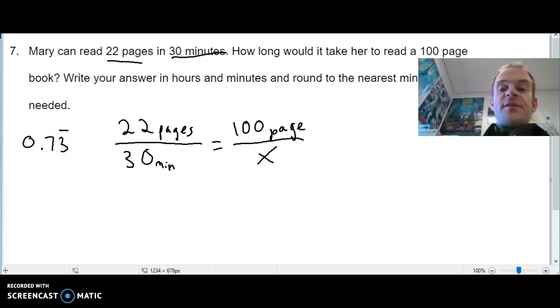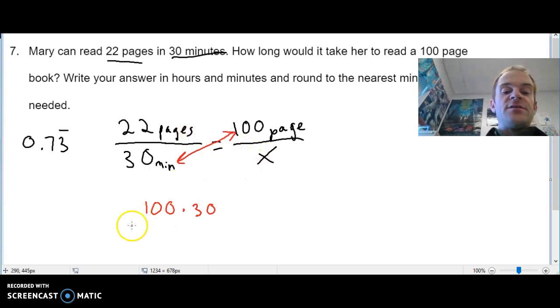So how I would solve this is I just cross multiply. Here's the variable, the thing I don't know. So I'm going to take the numbers that are not connected to this x. What I mean by that is I'm going to look at 100 and 30 and cross these two numbers together. So I'm cross multiplying. I'm going to take 100 times 30 and then divide by the number that would cross with x. So I'm going to divide by 22.